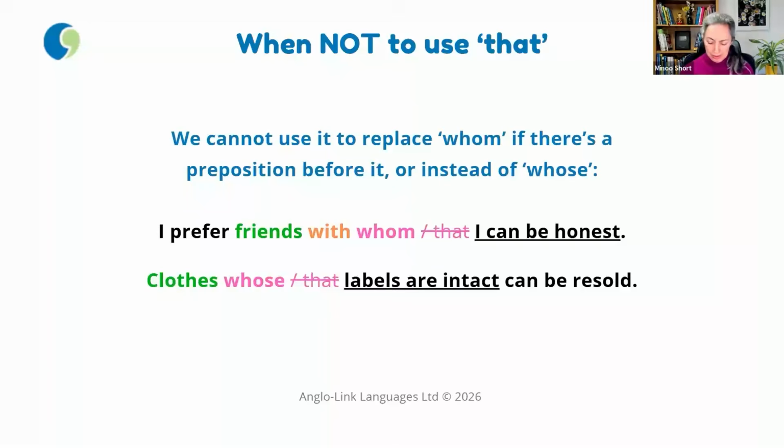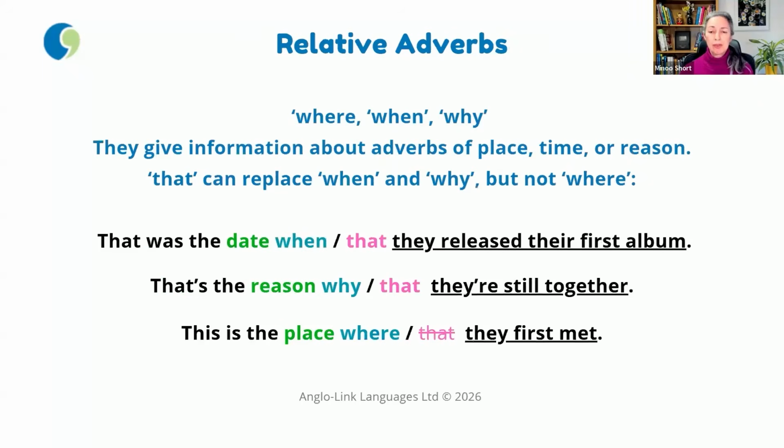Right, now, there is another category, that's called relative adverbs, not pronouns, but they just name them relative adverbs. And this group consists of where, when, and why. And these three words give information about the adverbs of place, time, or reason. And that can replace when and why, but not where.